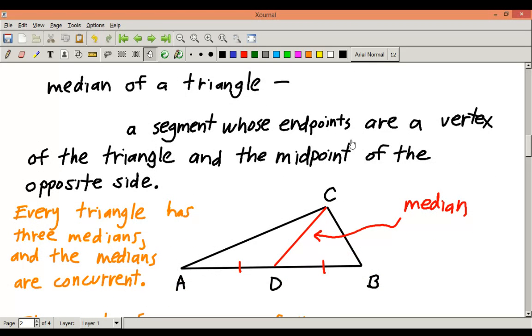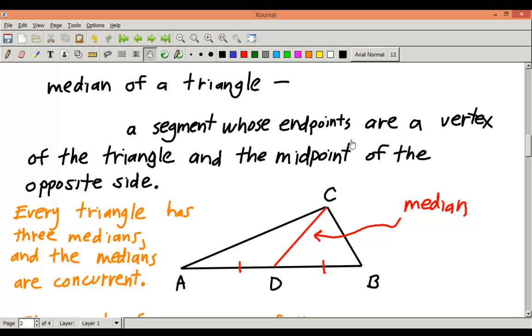Okay, now here's what the topic is about today, the median of a triangle. So what is a median of a triangle? A median of a triangle is a segment whose endpoints are a vertex of the triangle and the midpoint of the opposite side. So in my diagram there, you can see that segment CD is a median of the triangle because it connects a vertex of the triangle with the midpoint of the opposite side. And we know that a triangle has three vertices, so it would have three medians as well.